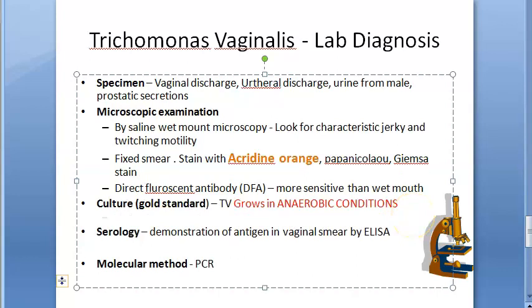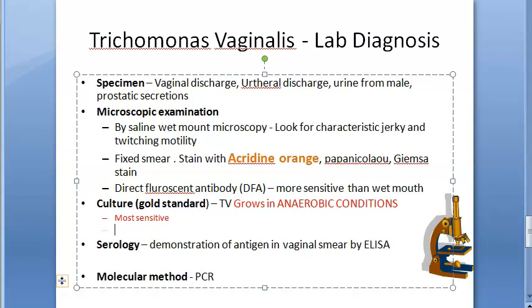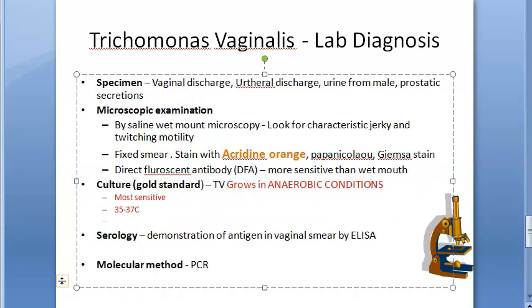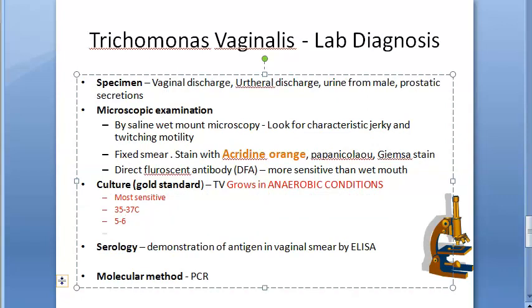So culture is the gold standard. It is most sensitive, right? 95%. It grows at what temperature? Room temperature? No, it grows at body temperature, 35 to 37 degrees centigrade. The optimal pH they are saying is around 5 to 6. I don't understand this because the vagina pH, they have told, is around 4. And it can be grown on so many types of solid and liquid media, tissue culture, eggs.